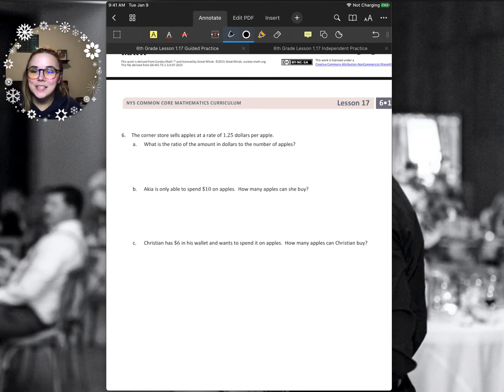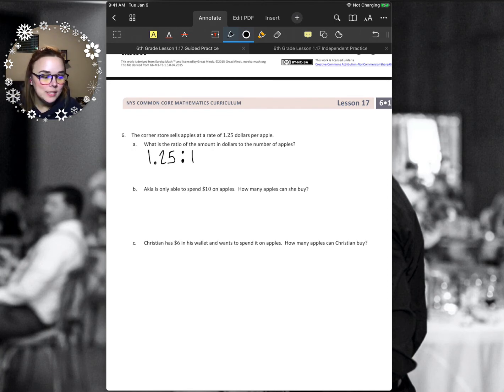All right, so number 6 says the corner store sells apples at the rate of $1.25 per apple. So what is the ratio of the amount of dollars to the number of apples? So that ratio would be just like it says, 1.25, or 1 and 25 hundredths, to 1. So our next part says Akia is only able to spend $10 on apples. How many apples can she buy?